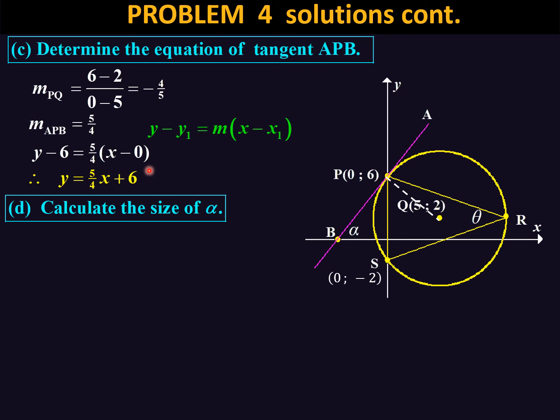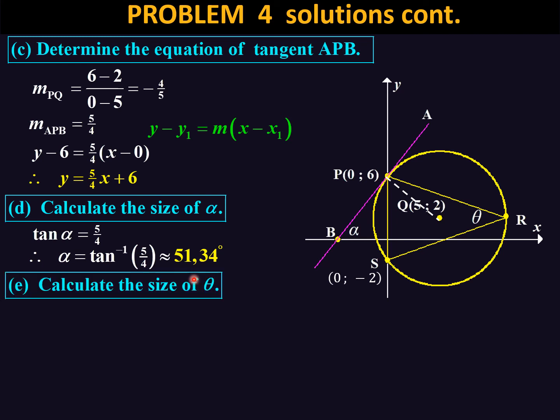Calculate the size of alpha. Let's see, where's the alpha? There's the alpha. So alpha is this angle between the x-axis and the tangent. The gradient of the tangent is 5 over 4, so tangent of alpha is equal to 5 over 4. Therefore, alpha is equal to the inverse tan of 5 over 4, or arctan of 5 over 4, which in this case is approximately 51.34.